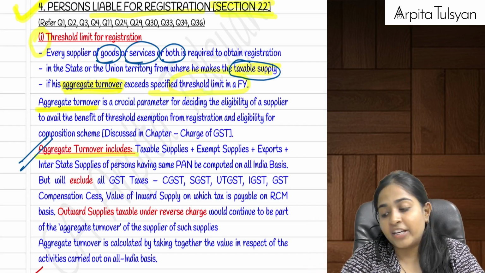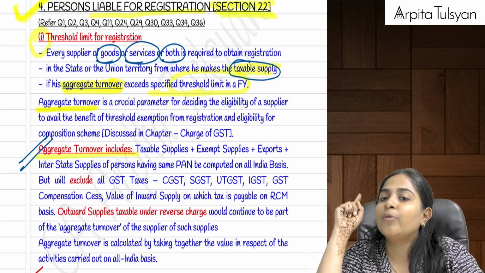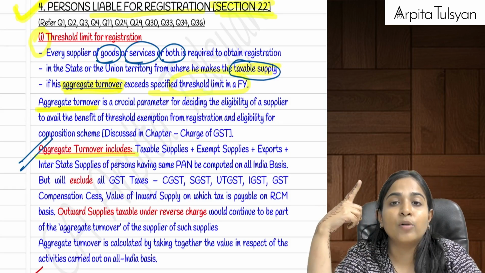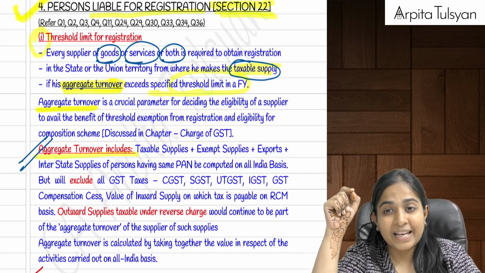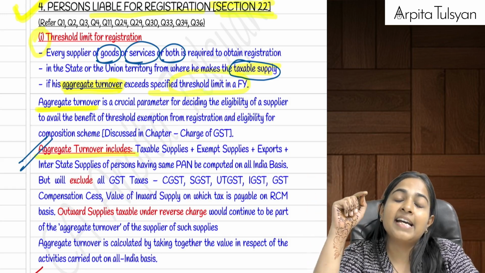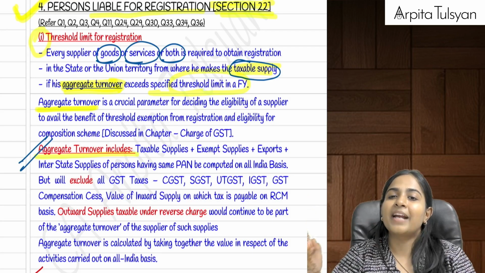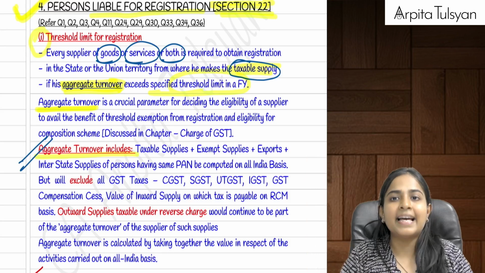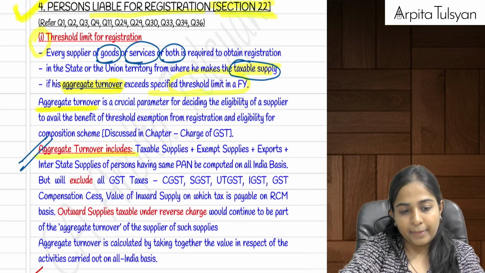Aggregate turnover definition we had seen in the composition scheme also. In that particular chapter, we had calculated the aggregate turnover also, and we had calculated turnover in the state also. For the purpose of composition levy, calculating the taxes, we were taking turnover in the state. But turnover in the state is not to be taken in this chapter at all. In this chapter, we have to just take the aggregate turnover for the purpose of determining the threshold limit.